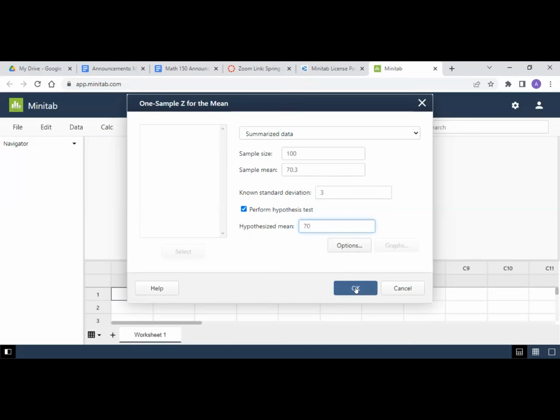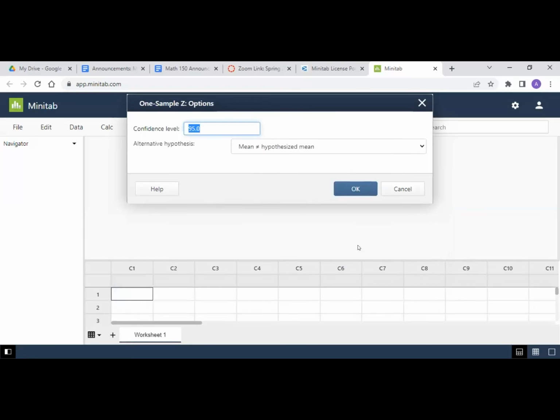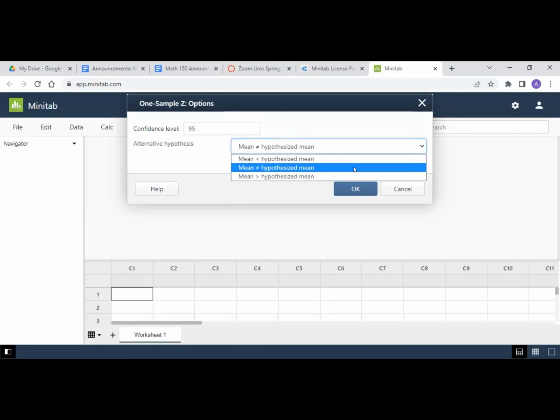But before you do that, stop and click options. Okay, so you can click the options bar. Once you're here, you have the chance to write down your confidence level and also what it says in the alternate hypothesis. Confidence level, we calculated to be 95. The alternative hypothesis has 3 options. We have a less than, not equal to, or greater than. In this case, our question says greater than, so I'm going to switch it to greater than. Once we're done that, click OK.